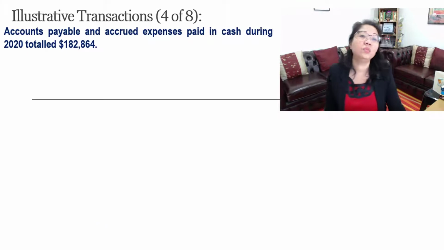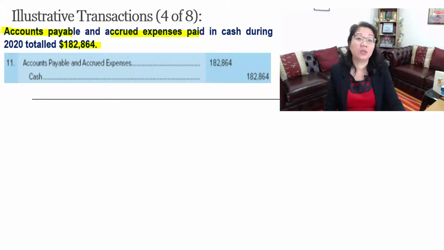All right, let's move on to accounts payable and accrued expenses paid in cash during the year amounted to 182,864. So we'll just debit accounts payable and accrued expenses and credit cash for the same amount.